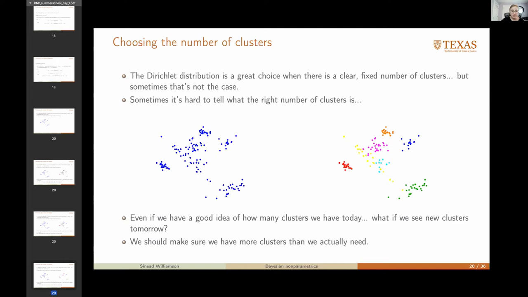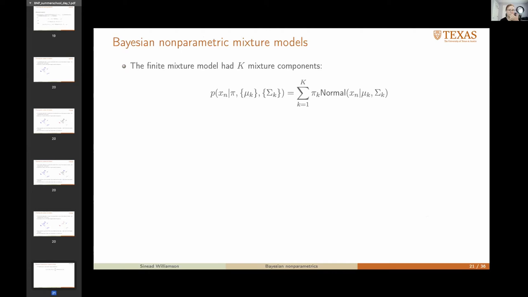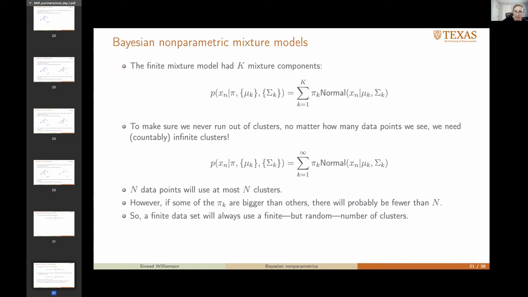So a good rule of thumb to deal with both of these, how many clusters are there and have I seen all my clusters, is to make sure that we're going to have more clusters than we actually need. So far we've been working with finite dimensional mixture models where we have k components. But we want to make sure that we never run out of components. So we're going to make sure k is really big. And when I say really big, we're going to make sure k is infinitely big. We're going to make sure that no matter how many data points we have, we can never run out of clusters. And we can write this down, right? We can write down this likelihood. Instead of being a mixture of k, we've now got infinitely many components. So infinitely many probabilities, and infinitely many means and covariances.